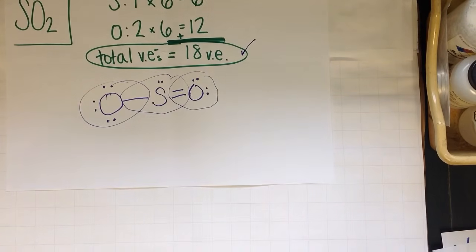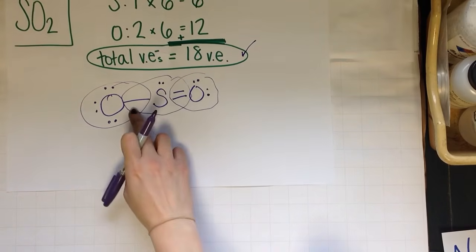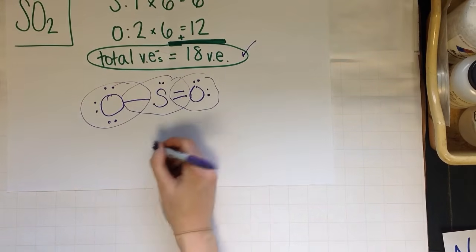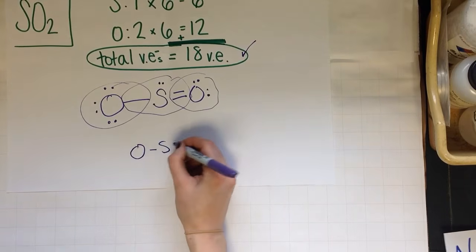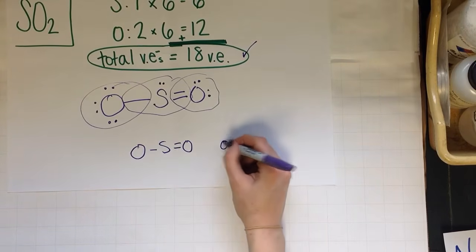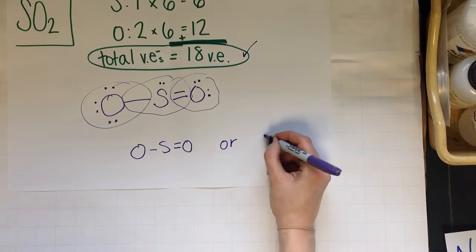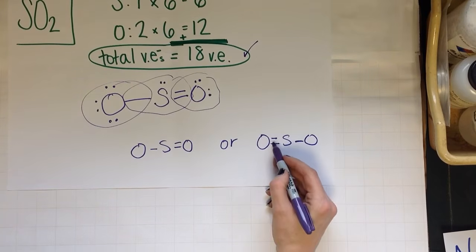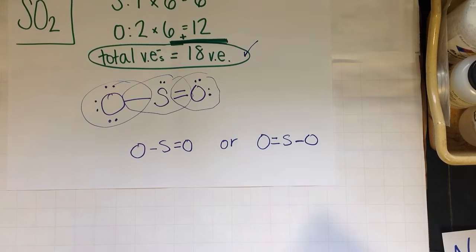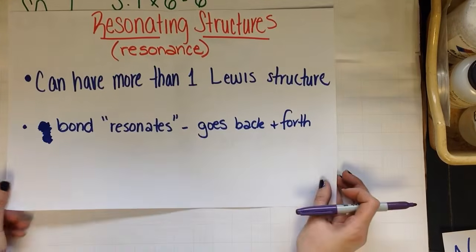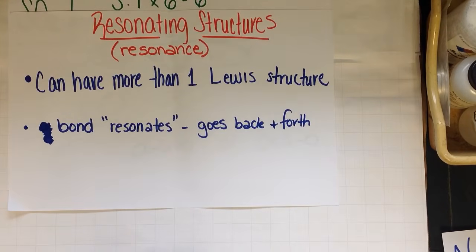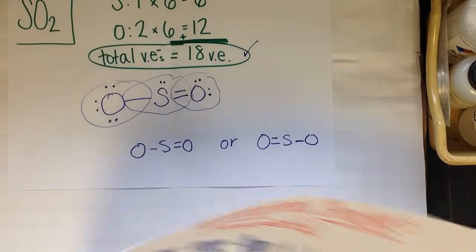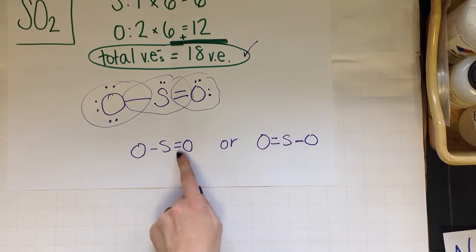A resonating structure is one where we could have put this double bond here and the single bond here. So it could have looked like this, like I just had it, or I could have had this on the other side. In other words, this double bond could have moved to the other side. This is called a resonating structure, when you can have more than one Lewis structure. The bond resonates, it goes back and forth. It could have been here or on this one.